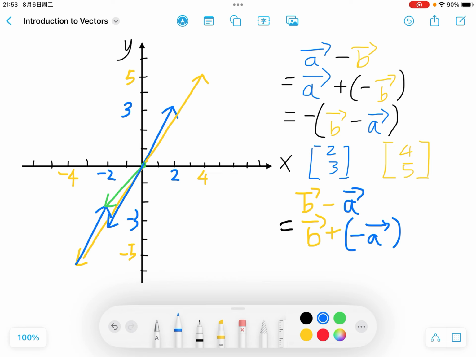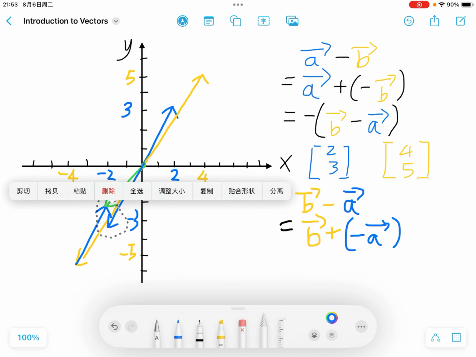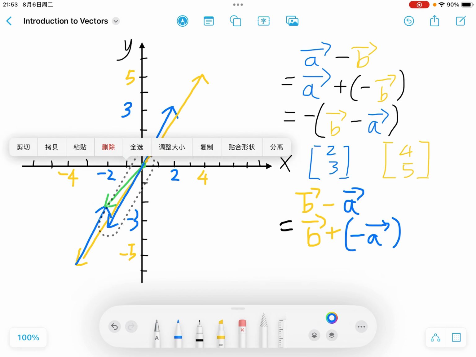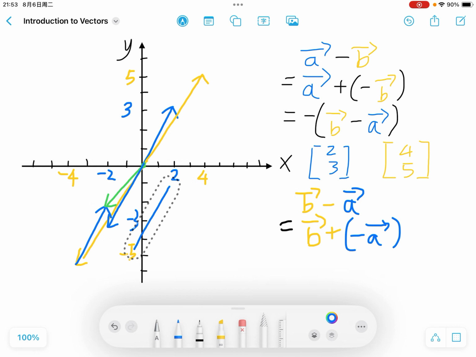Then basically what we do here is we copy and paste the blue vector, and we put the tail of the blue vector to the head of the yellow vector. Our resulting vector is going to be a red vector which starts from the origin and ends at the ending point of the blue vector. So this is this vector.